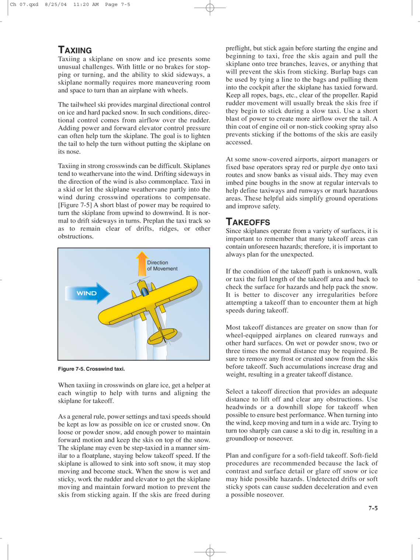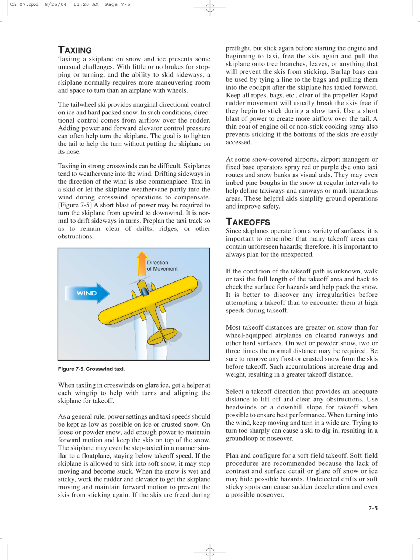When the snow is wet and sticky, work the rudder and elevator to get the skiplane moving and maintain forward motion to prevent the skis from sticking again. If the skis are freed during pre-flight, but stick again before starting the engine and beginning to taxi, free the skis again and pull the skiplane onto tree branches, leaves, or anything that will prevent the skis from sticking. Burlap bags can be used by tying a line to the bags and pulling them into the cockpit after the skiplane has taxied forward. Keep all ropes, bags, etc., clear of the propeller.